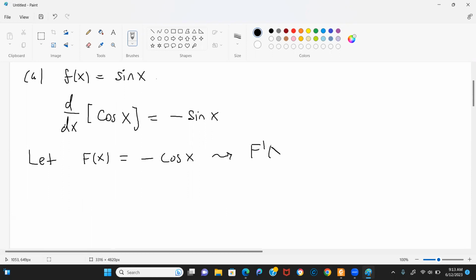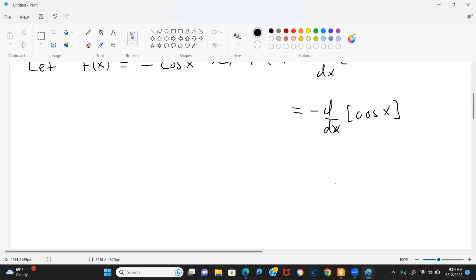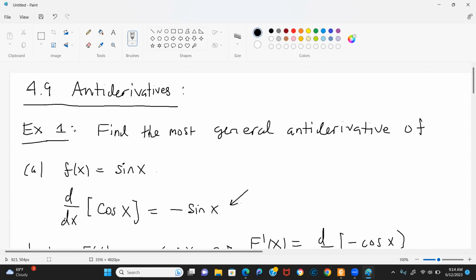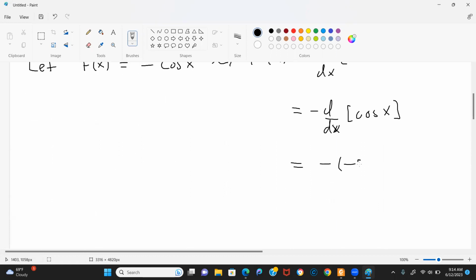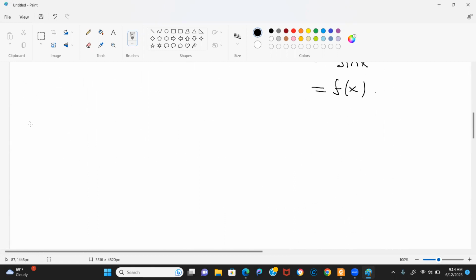And when you take this derivative, it's gonna be the derivative of negative cosine of x. The negative comes out. Now you're just taking the derivative of cosine of x. And as I just pointed out right here, the derivative of cosine of x is negative sine x. And so the negatives cancel and you get sine x, and that's equal to f of x. So this is an antiderivative, so this implies that negative cosine of x plus c is the most general one, for any constant c.